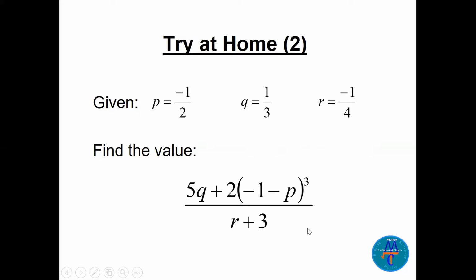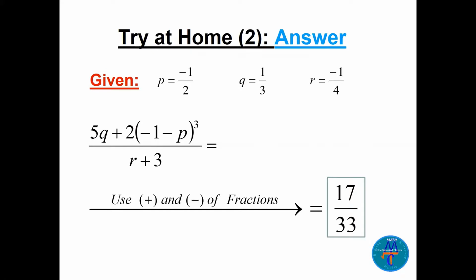This is more challenging. But at home, at your leisure time, you can put these numbers as fractions, minus 1/2, 1/3, minus 1 over 4, and find the value of this expression. I will give you the answer, 17 over 33 is the answer. So you can check it. If you need the detailed solution, with all the steps, you can check the video on integer exponent extra questions.